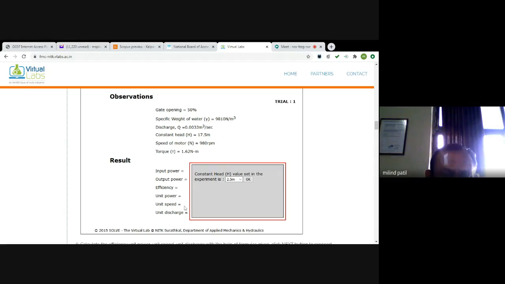When you run the simulation, you will come to know that when you are selecting input power, the formula is given, everything is given. You just have to find out which value is expected in this formula and what your observations are. Go on adding this, do the calculations on your own calculator, add your answer. If your answer is okay, then you will be allowed to move to calculate output power.